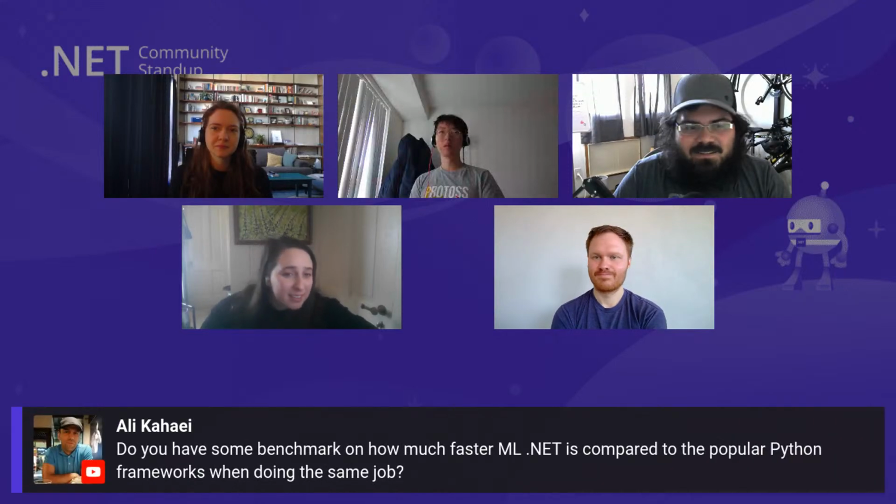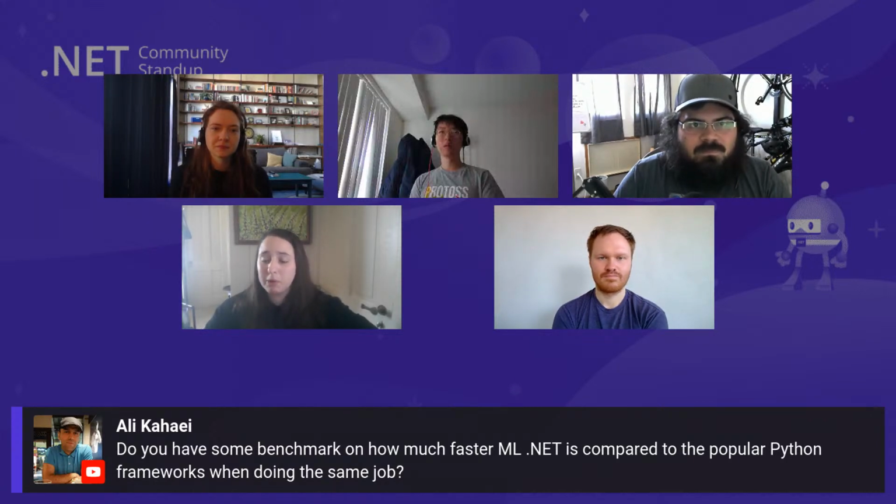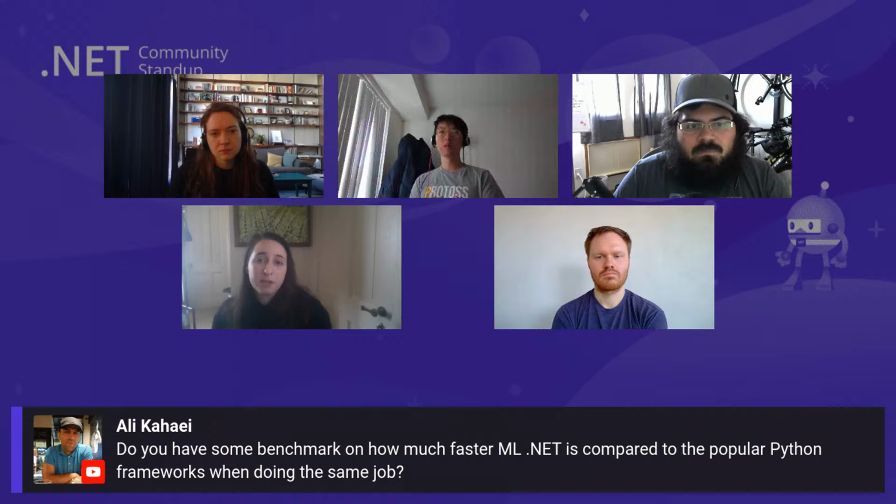Ali asked, do you have some benchmark on how much faster ML.NET is compared to the popular Python frameworks when doing the same job? Louise posted earlier a paper that has some comparisons between ML.NET, H2O, and scikit-learn for classification and regression. The main idea is that scikit-learn and H2O couldn't handle larger data sets and wouldn't even complete the training, because they load everything into memory, whereas ML.NET trains in a streaming fashion. So ML.NET was able to complete the training while the others couldn't.